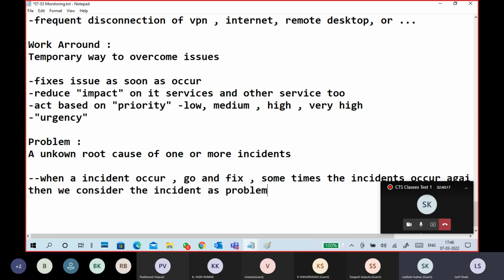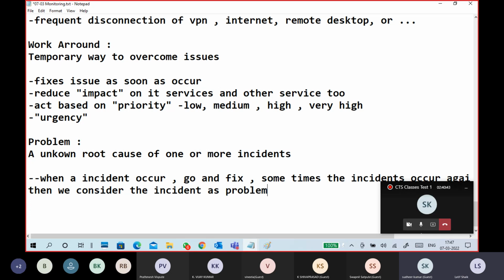Understand? Incident is occurring. For example, I will tell you, you have a bike, you are going somewhere. Suddenly the bike stops working. What is that called? Incident. An incident has occurred. You take the bike to a mechanic shop. He fixed the issue. Now it is working. Again, you start going.